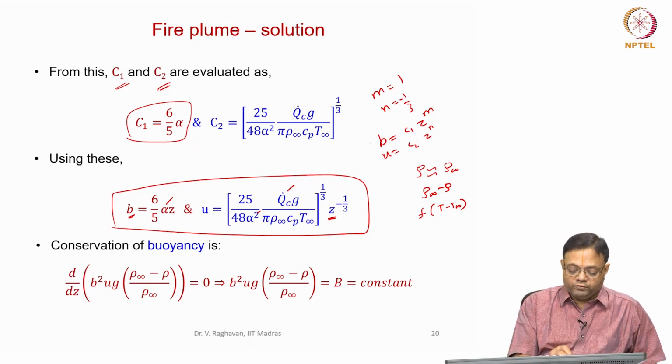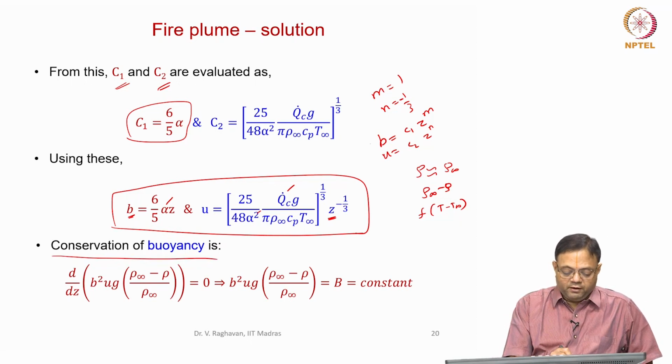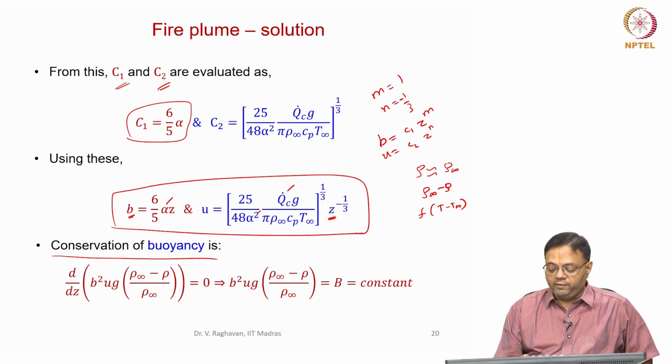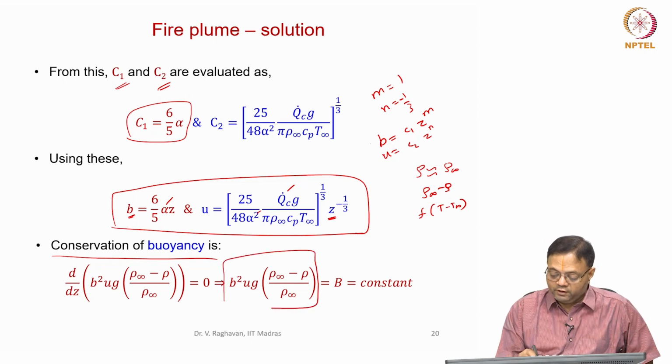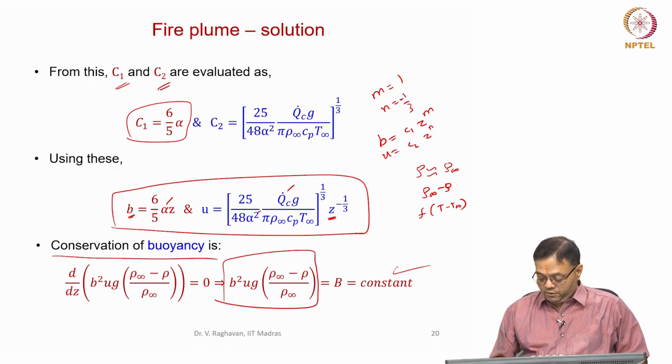Now, I go to conservation of buoyancy, which is d by dz of b square u g (rho infinity minus rho) by rho infinity equal to 0. This is the conservation of buoyancy. That means I can say that this term, b square u g delta rho by rho infinity, will be equal to a constant.